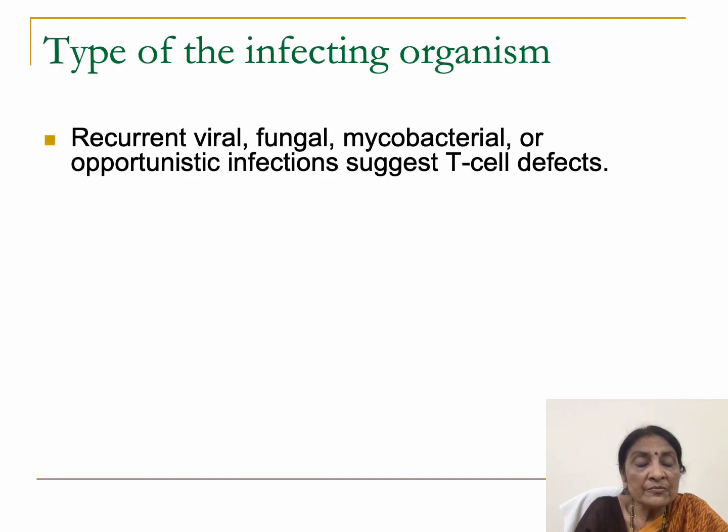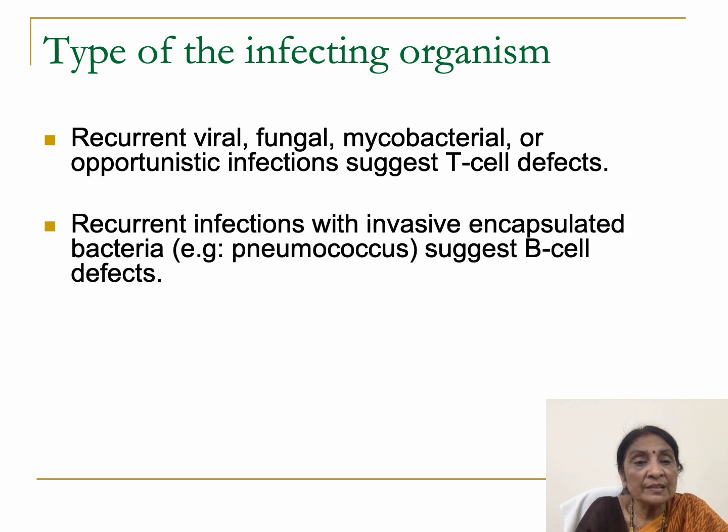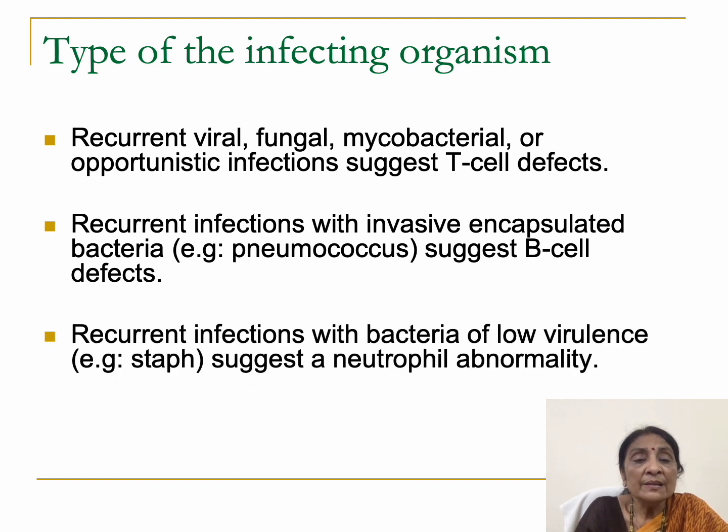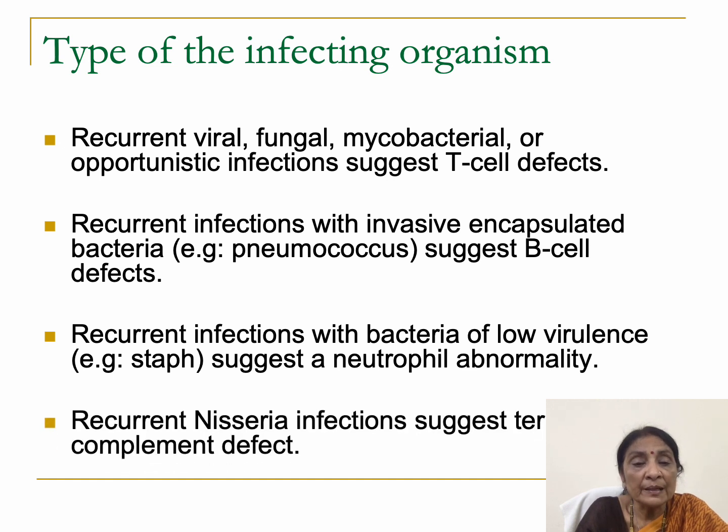Now, the type of infective organism. Recurrent viral, fungal, mycobacterial, or opportunistic infections suggest a T cell defect. Recurrent infection with invasive encapsulated bacteria like pneumococcus suggests B cell defect, and recurrent infection with bacteria of low virulence such as staph suggests a neutrophil abnormality. Recurrent Neisseria would suggest complement defect.